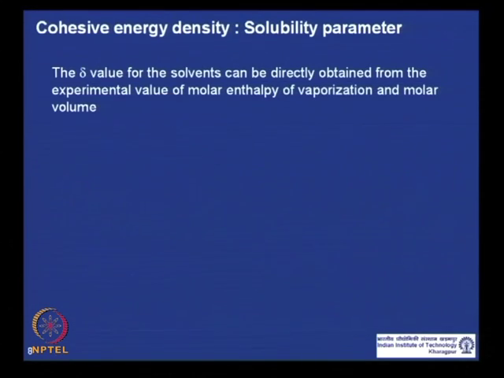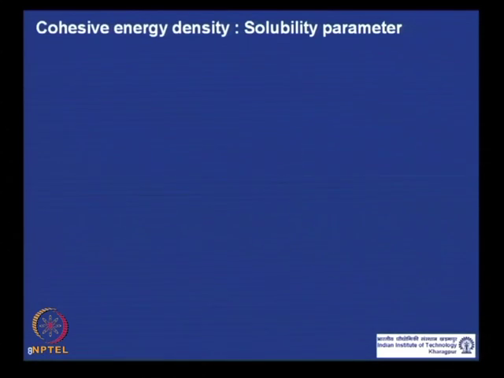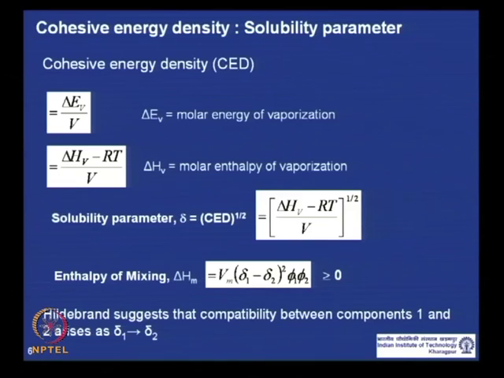Now, how to get this delta value, the value of the solubility parameter? Obviously, as you can recollect, delta is the square root of cohesive energy density, and cohesive energy density can be found from molar energy of evaporation or molar enthalpy of vaporization. For liquids or solvents, you can experimentally determine the molar enthalpy of vaporization and the molar volume. So, you can get the cohesive energy density and the solubility parameter as well. But polymers are not vaporizable, so you cannot experimentally get the solubility parameter for polymer because they are large in size.